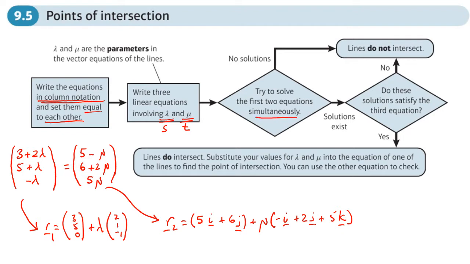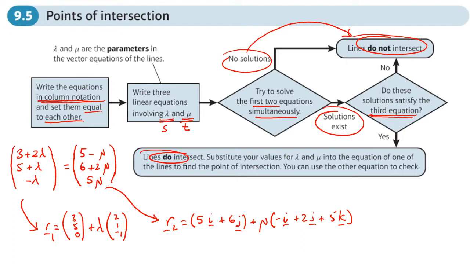like solving them simultaneously, and you solve the first two equations simultaneously. Now there may not be any solutions. If there's no solutions, it means that the lines do not intersect. If you solve the first two simultaneous equations and there is a solution, okay, you need to make sure that that solution satisfies the third equation. If it does, it means the lines do intersect, and then we can substitute in our value of lambda and mu to find out what the point of intersection is. And it's often useful to use the other equation that we have to check. So let's try one and see what happens.